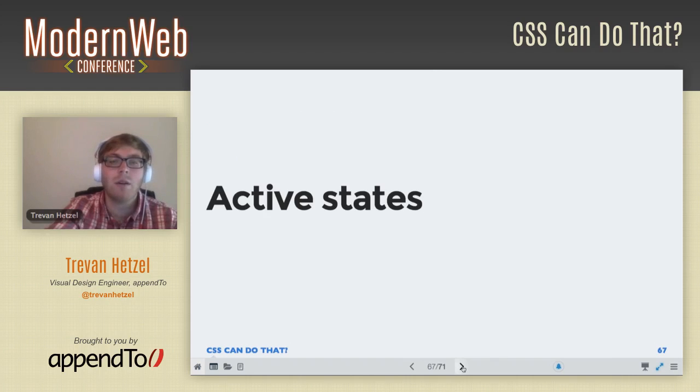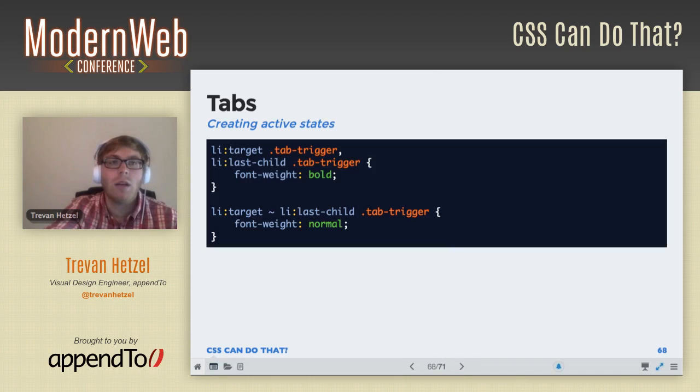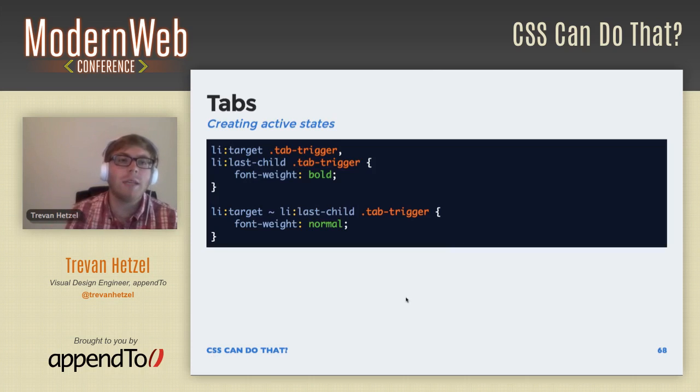Active states. Let's talk real quick about getting the active states on the anchors. When you click one, you want to know which tab you're on. It's the same technique as the way we did the content panes, but this time we're just targeting the triggers. So when the list item's target pseudo class is activated, select its child tab trigger and set the font weight to bold.